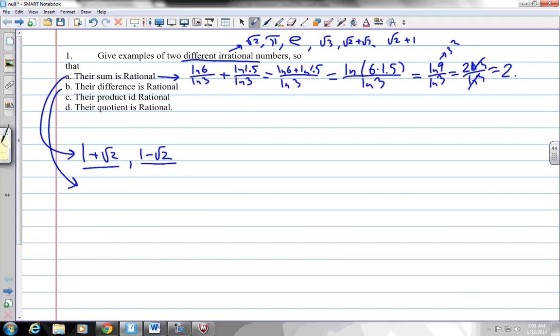For b, we can do something like that. And you can do 3 plus square root of 2 and 4 plus square root of 2. You subtract them, the square roots of 2's cancel. Okay, this should be the product. So it would be 2 and then the square root of 2 is cancelled. Yeah.